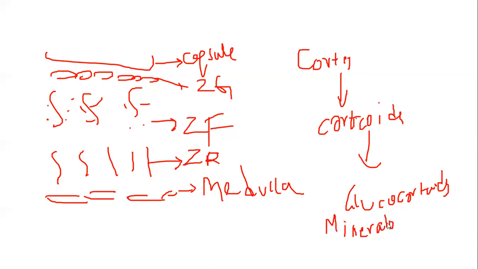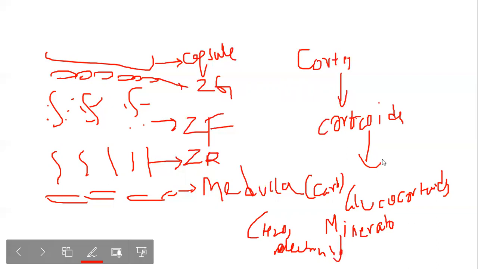So glucocorticoids, what is the function of it? It mainly helps in carbohydrate metabolism, whereas mineralocorticoids help in water and electrolyte regulation. So the cortex secretes hormones called corticoids, which are of two types, glucocorticoids and mineralocorticoids. Glucocorticoids mainly regulate carbohydrate metabolism, whereas mineralocorticoids mainly regulate balance of water and electrolytes.